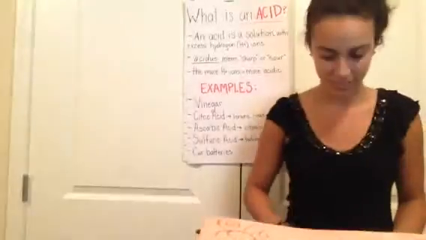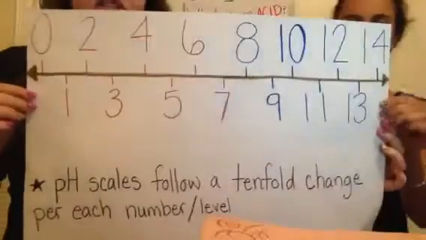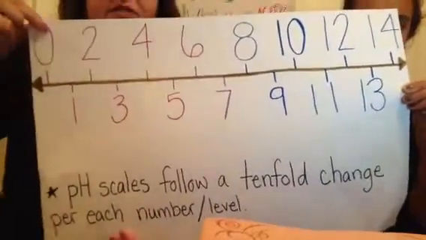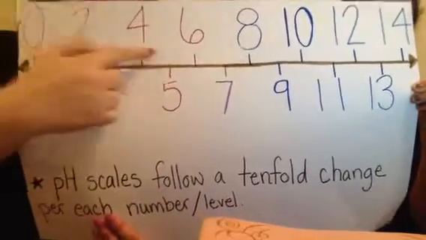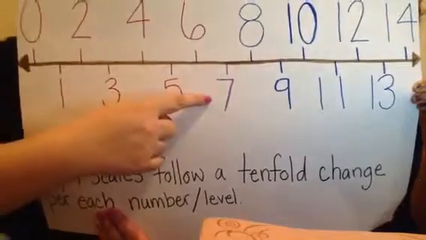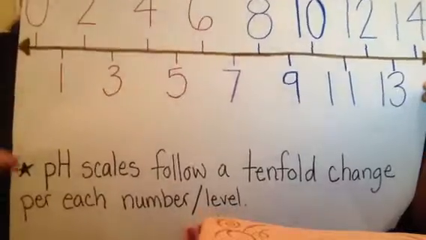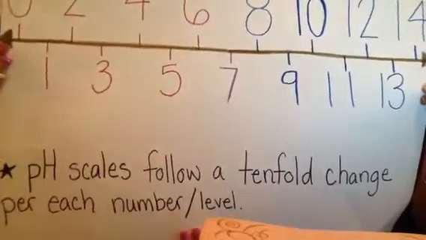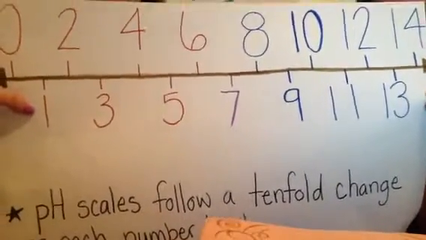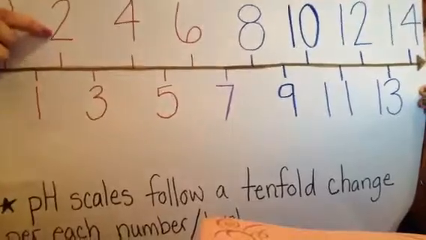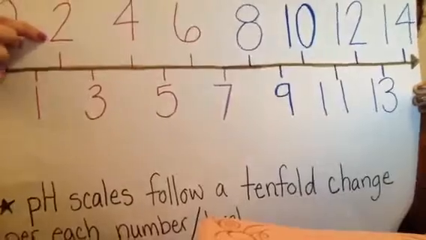So, you guys may be thinking, pH level, what is that measured on? This is called a pH scale. It ranges from 0 to 14. Solutions that are more acidic range from 0 to 6. 7 is neutral, and then 8 to 14 are bases. And I want you all to note that pH scales follow a 10-fold change per number. So this means that a solution that is at 1 and a solution that is at 2, the 1 is 10 times more acidic than the 2.